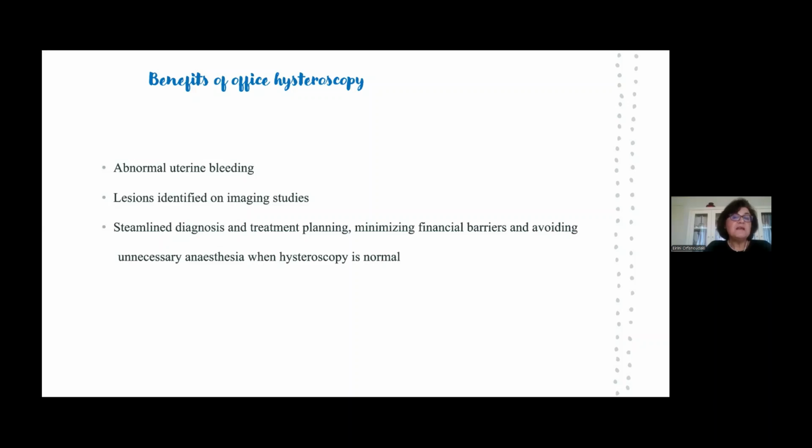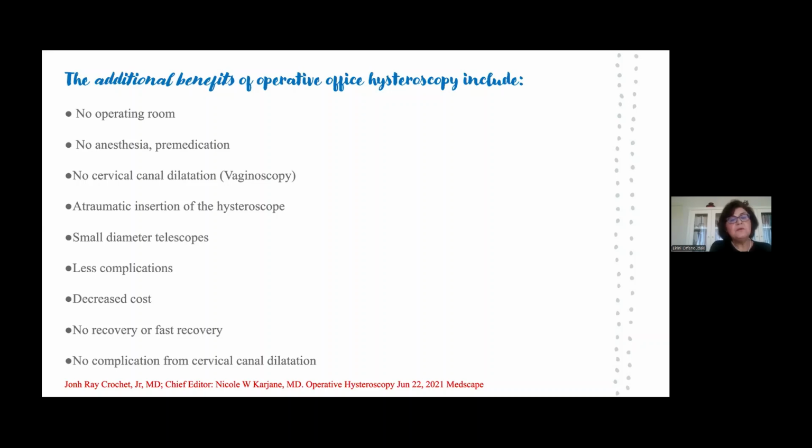The benefits of office hysteroscopy include evaluation of abnormal uterine bleeding and lesions identified on image studies, streamlined diagnosis and treatment planning, minimizing financial barriers, and avoiding unnecessary anesthesia when hysteroscopy is normal. The additional benefits include no operating room, no anesthesia or premedication, no cervical canal dilation, a dramatic reduction in the diameter of the hysteroscope, smaller diameter telescopes, fewer complications, decreased cost, and no recovery or fast recovery.